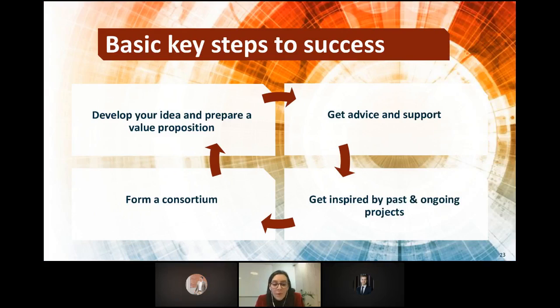So the first steps can be divided into four key basic steps, which are developing the idea and preparing the value proposition, getting advice and support, forming or joining a consortium, getting inspired by past and ongoing projects. You might now think that these steps are quite evident, but they are equally important. They go hand in hand. So it's not you do that first, but they go hand in hand.